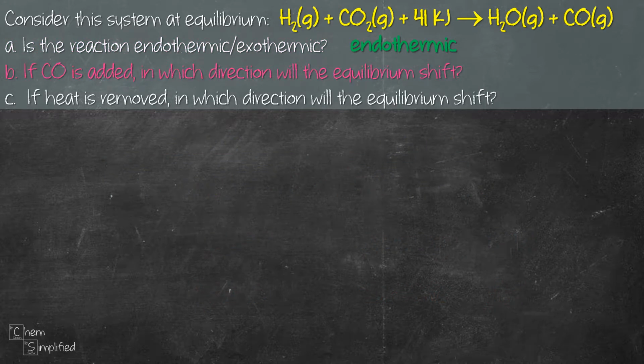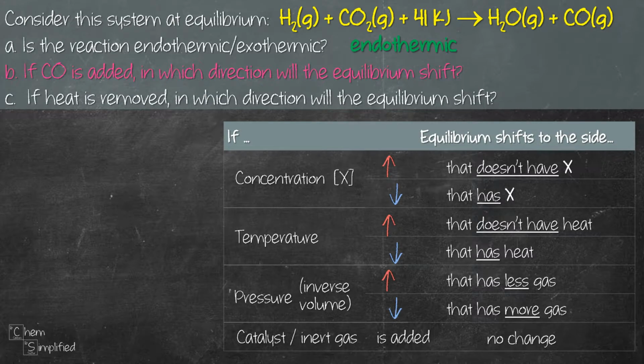Moving on to part B, we need to predict whether the equilibrium will shift if CO is added. To do that, let's pull out the guidelines for equilibrium shift. I've done a video going in depth on these easy guidelines to determine the equilibrium shift using Le Chatelier's principle when stress is added to the system. I'll link the video just in case you're interested.